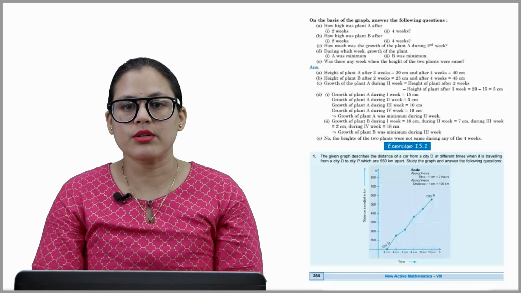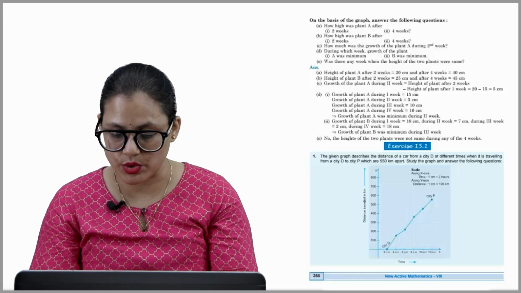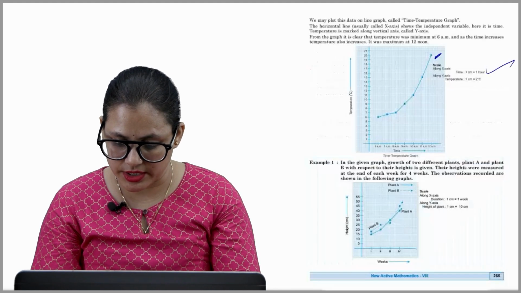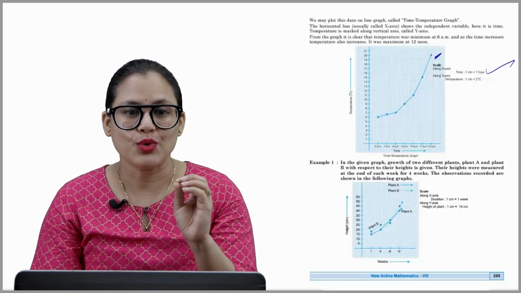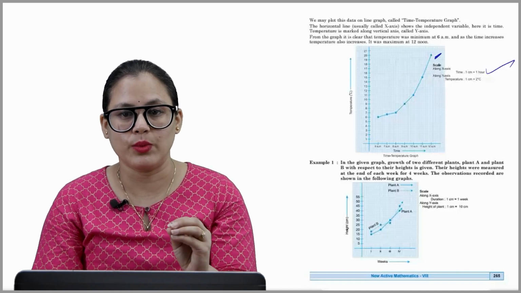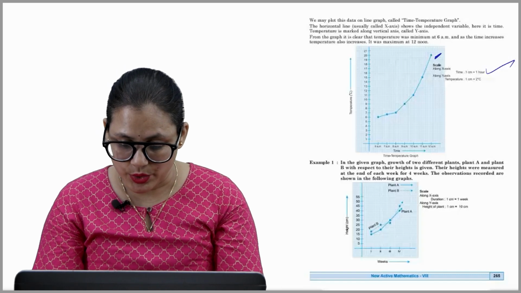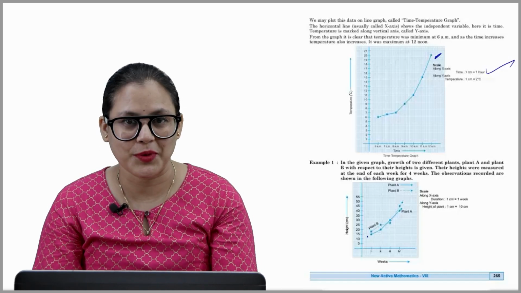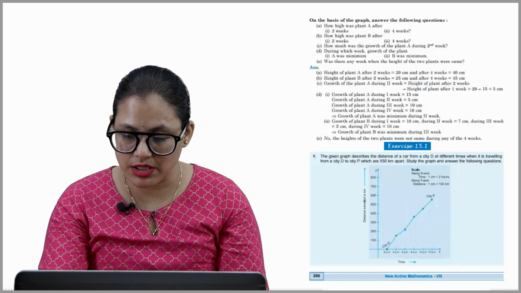See, how much was the growth of plant A during the 2nd week? Okay, let's check this out. We have been asked the growth of plant A. So, growth of plant A during the 2nd week is what? We have been asked growth. So, you will write here 20 minus 15. Okay, that is 5 centimeter. So 5 centimeter is the answer.